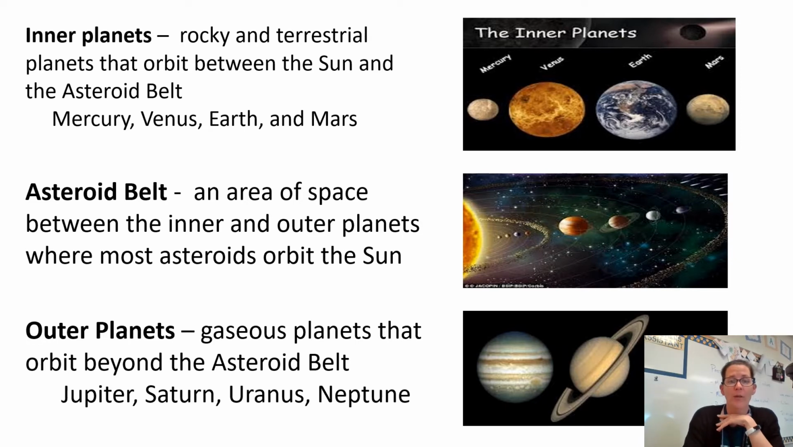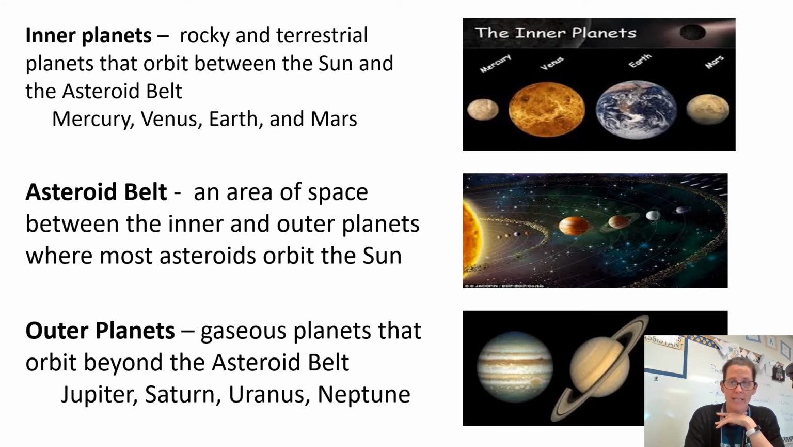The asteroid belt is an area of space between the inner and outer planets. So we've got inner planets, here's the sun, inner planets, then the asteroid belt is between the inner planets and the outer planets. Most of those asteroids orbit in that asteroid belt.